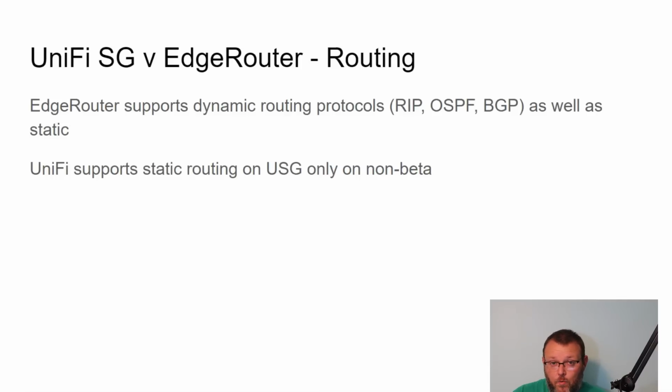UniFi versus Edge in the routing setup, right? So the EdgeRouter is actually going to support and does support dynamic routing protocols. So RIP, OSPF, BGP, and also static routing. UniFi only supports static routing on the USG. Once again, we're not talking about any beta devices that may be out there. We're talking about what's available right now, what we're installing today. No beta products. Mainline distribution. No dynamic routing, anything like that. Just static with the UniFi side.